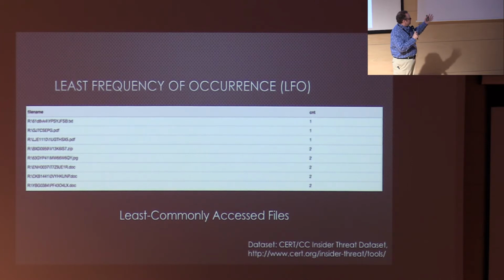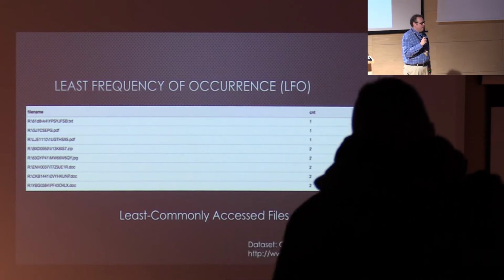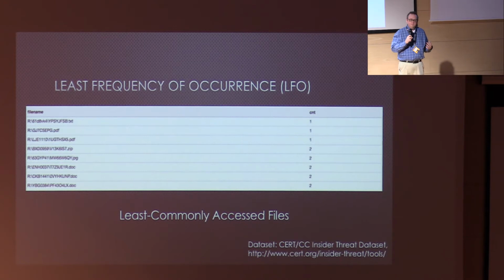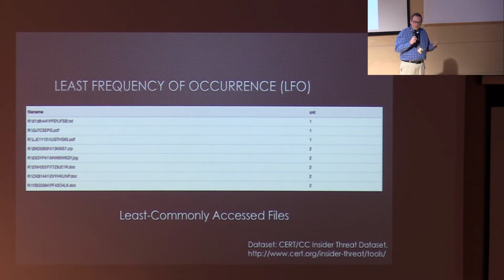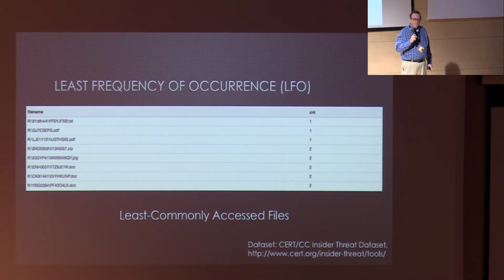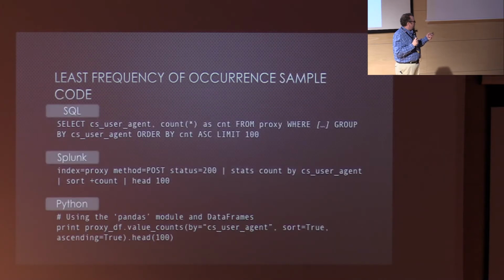Here's an example that I got from a publicly available insider threat data set, where I wanted to find the least commonly accessed files. Now, the implicit assumption in this, and pretty much in all least frequency of occurrence analysis, is that anything that's infrequent is automatically considered maybe not bad, but at least suspicious. In some cases, that's probably true.